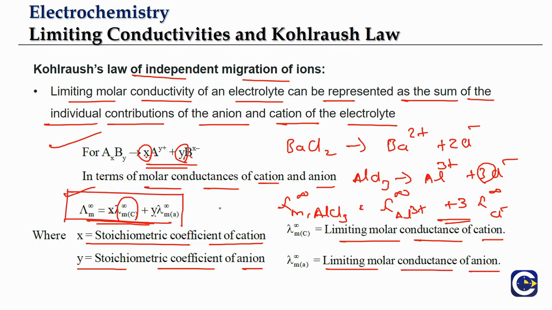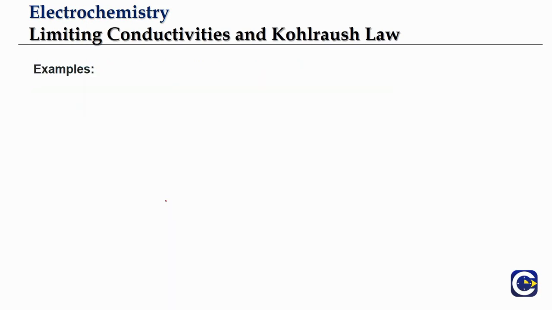So each ion's molar conductivity we have to multiply by the number of times that ion is present, because when this electrolyte is dissociating, if you take 1 mole of the electrolyte, we are going to get X moles of cations and Y moles of anions. Accordingly we have to multiply the limiting molar conductivity of the cations by the same X number and the limiting molar conductivity of the anions by the same Y number. So this is how we will find the limiting molar conductivity as per the Kohlrausch law. Now we'll look at some specific examples.